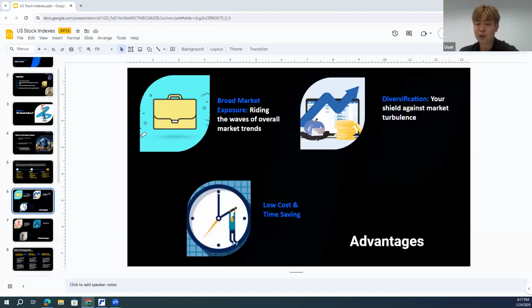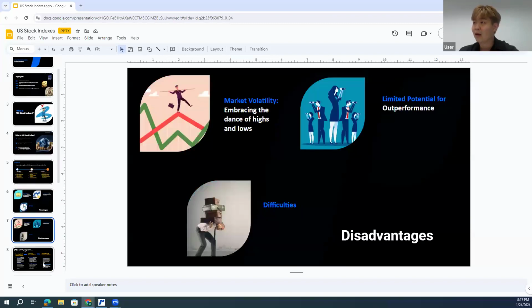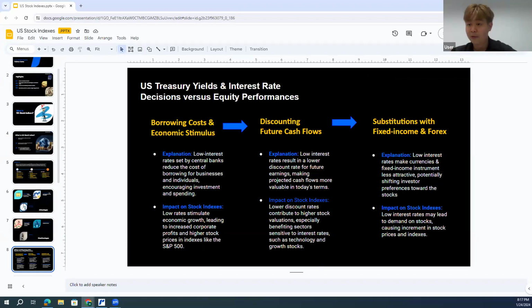So the next thing we are going to cover is the biggest trend now. I know recently we have tons of factors that affect US equity index movement. For example, war, or this company releasing very good financial results or that company releasing bad financial results. There are tons of fundamentals that affect it. But the most important factor in 2024 that will affect the US equity index is the US Treasury yield, or the interest rate decisions. This is the hottest topic that everyone is discussing in 2024.